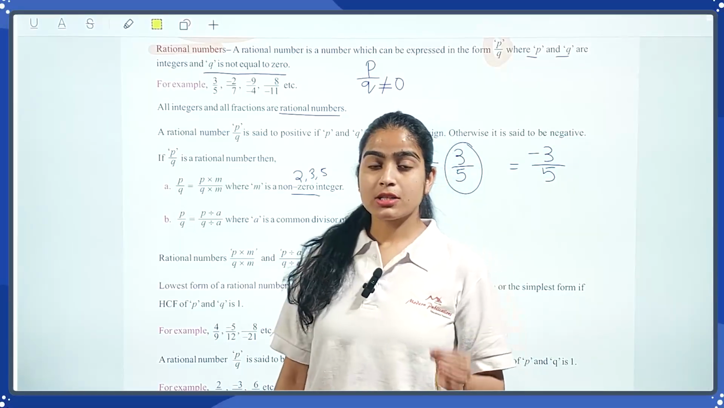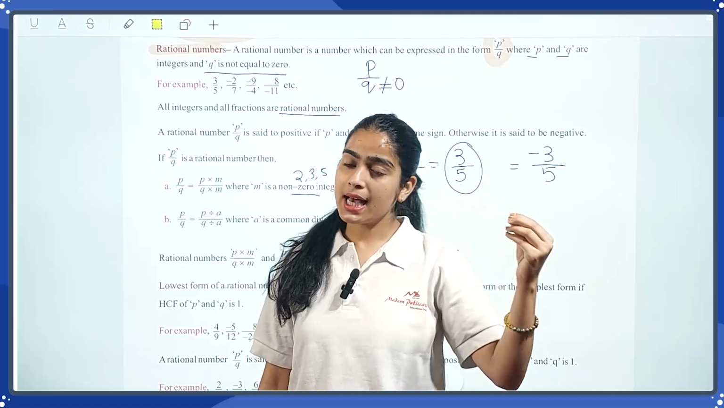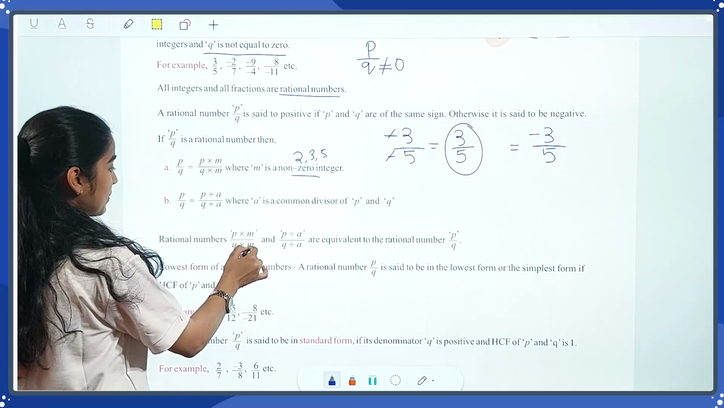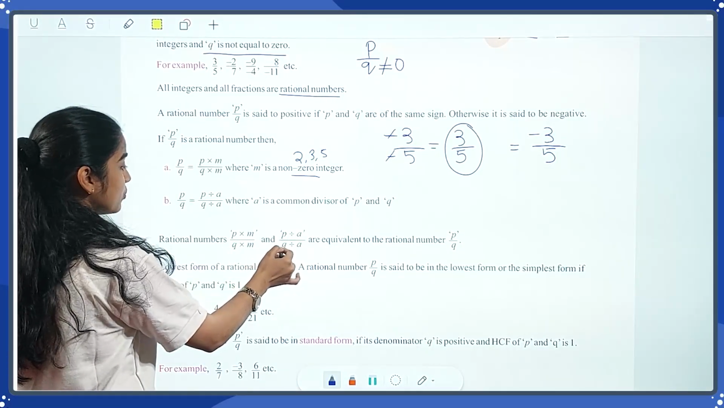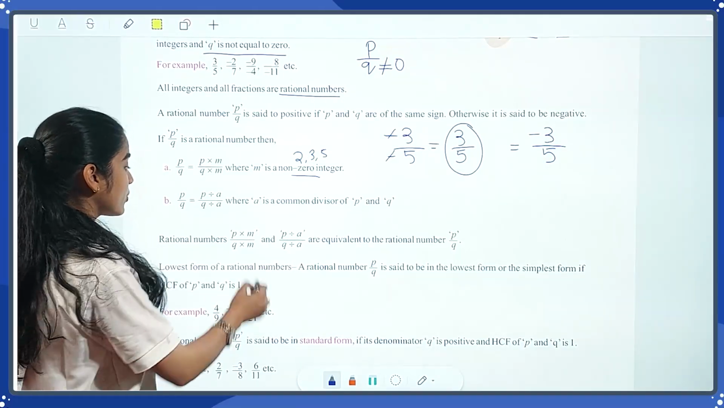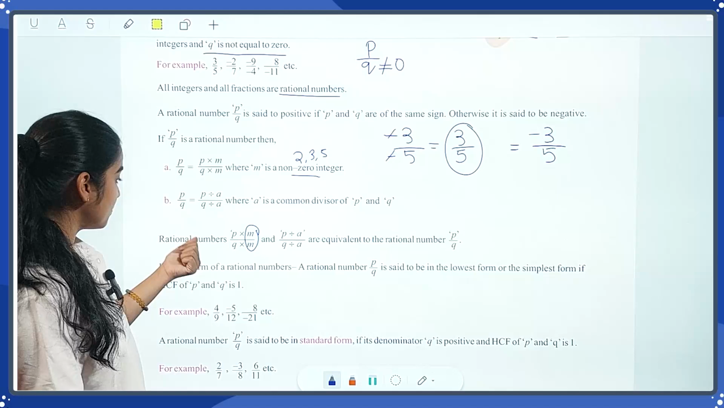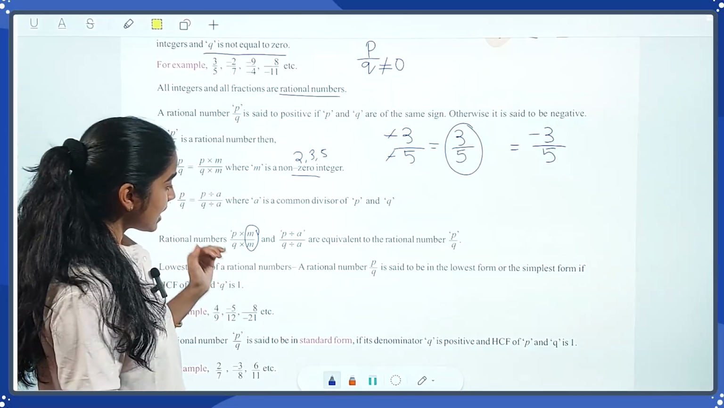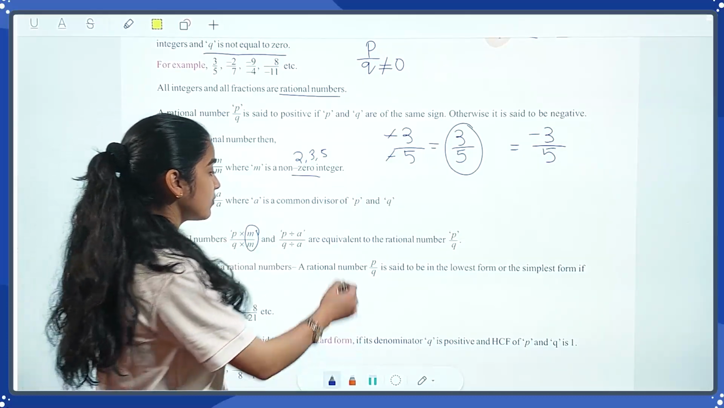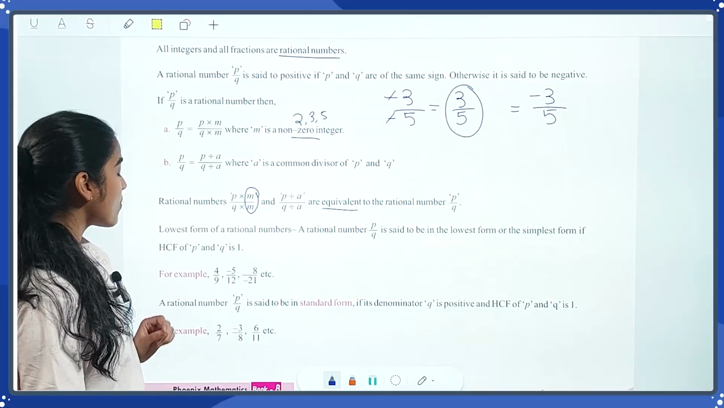It means the operation you apply in the numerator, you also have to perform in the denominator. The rational numbers P multiplied by M over Q multiplied by M, and P divided by A over Q divided by A, are equivalent to the rational number P by Q. It means you are doing the same operation with the same number. If you multiply P and Q by the same non-zero integer, or divide P and Q by the same number, the result is equivalent to P by Q. Further, now, lowest form of a rational number.